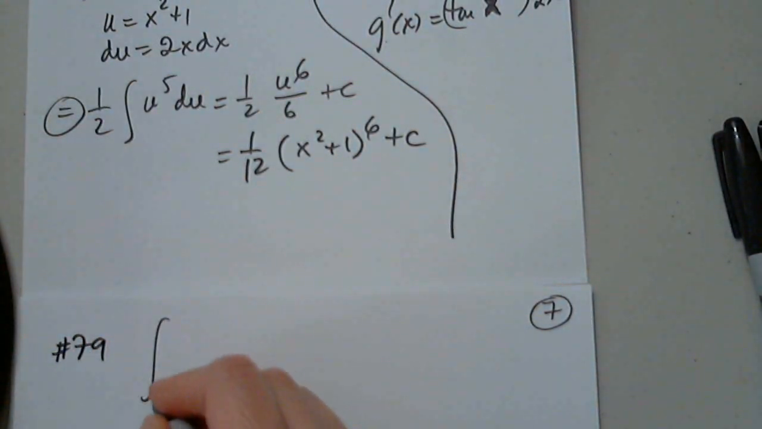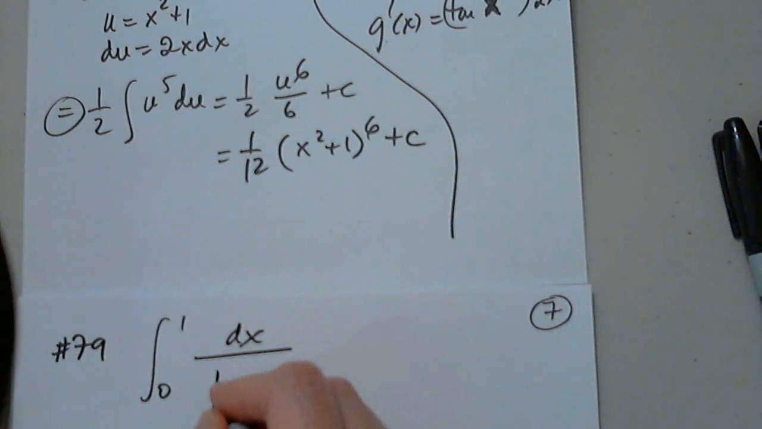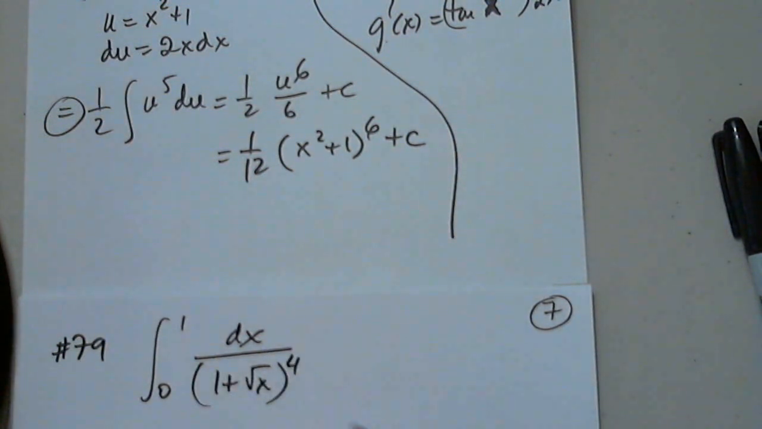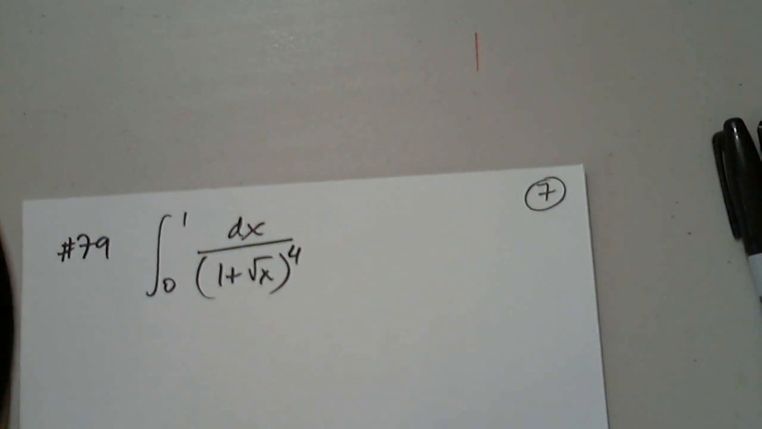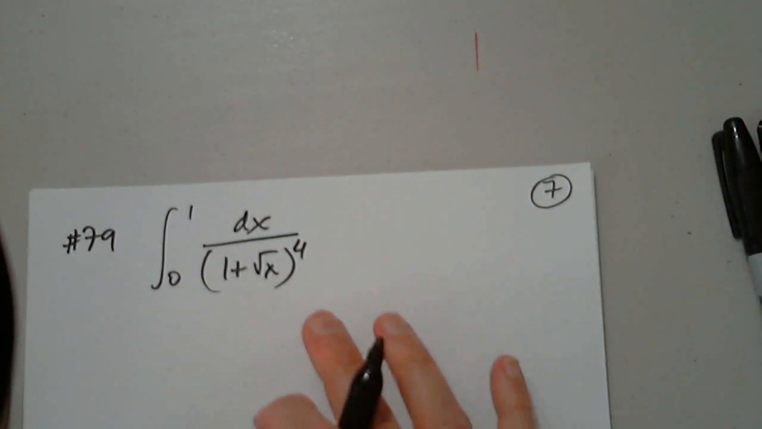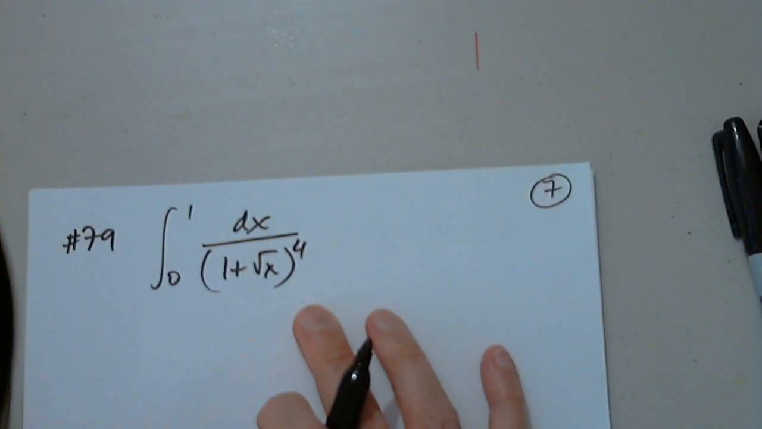And we have the integral from 0 to 1 of dx over 1 plus the square root of x to the 4th power. Perfect. Let's see what we can do with this one. Not all of them are very straightforward, right? So some of them require some work. We'll see which type this one is. Okay, so what do you think we should do here?